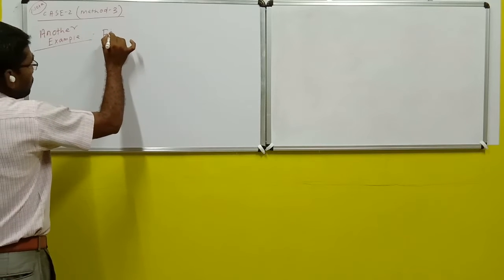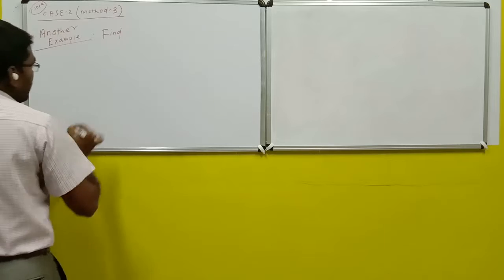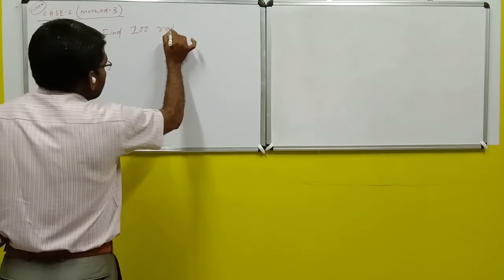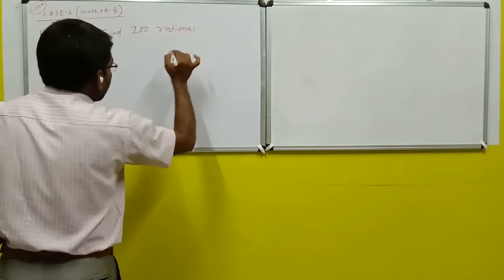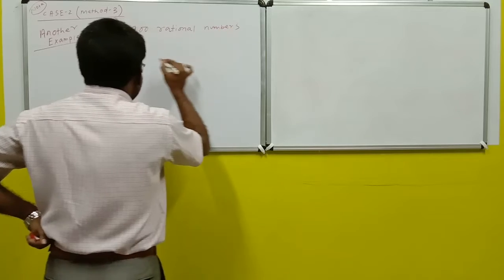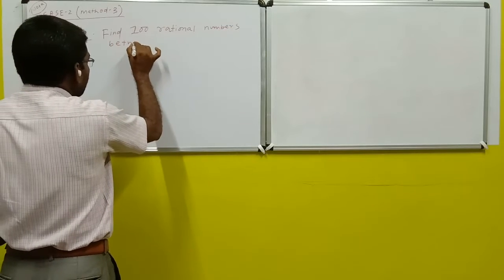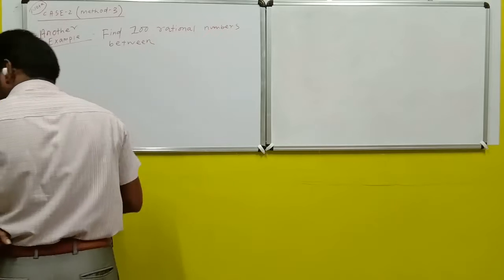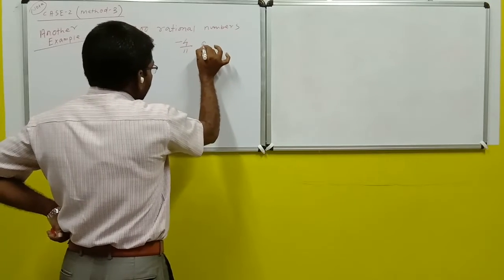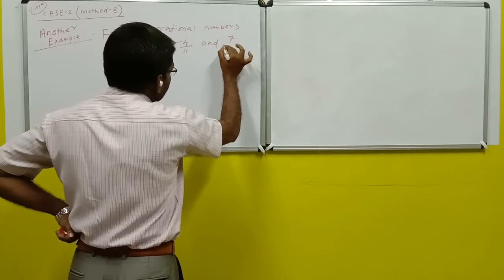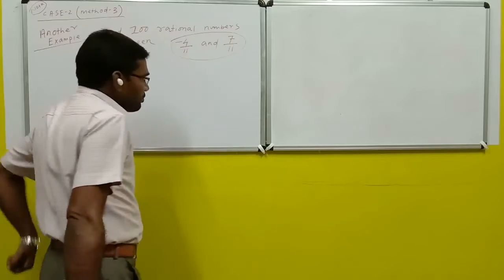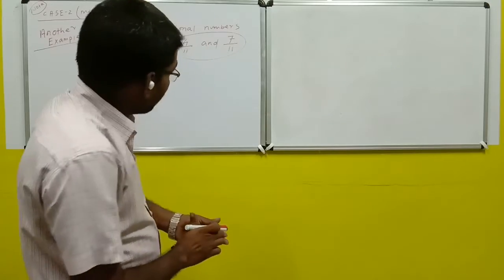Find 100 rational numbers between minus 4 by 11 and 7 by 11. Yes, these two are your given rational numbers. It is another example.